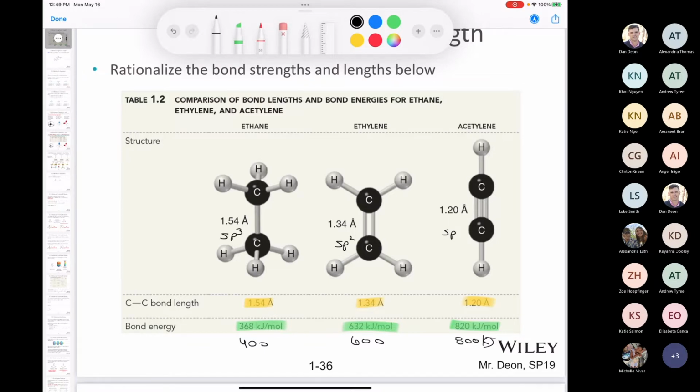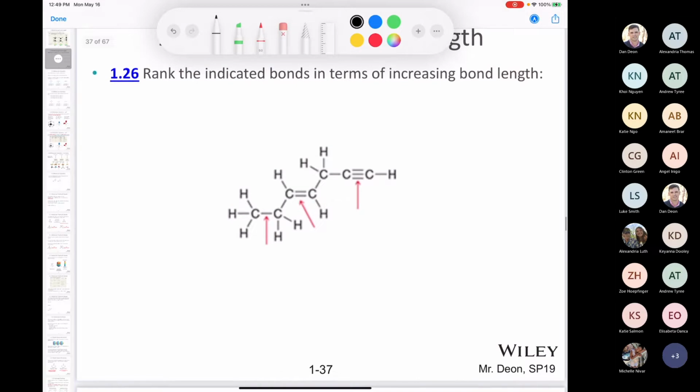All right, let's try another practice problem. Question 1.26 says, rank the indicated bonds in terms of their increasing bond length.